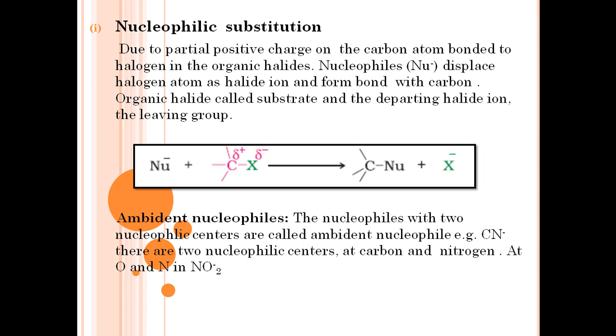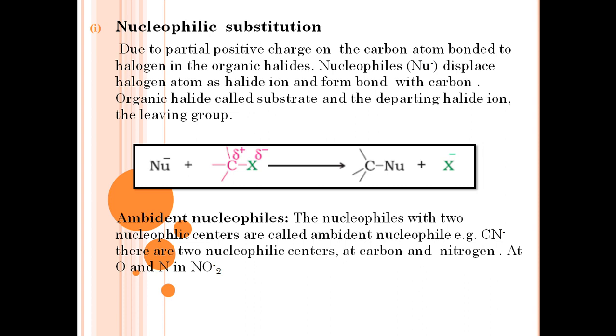Here we see a general example. The nucleophile attacks or reacts with the halo derivative of alkane, and the nucleophile is attached at the position of the halogen atom, and the halogen atom departs from the molecule. So this way the nucleophilic substitution reaction occurs in haloalkanes.